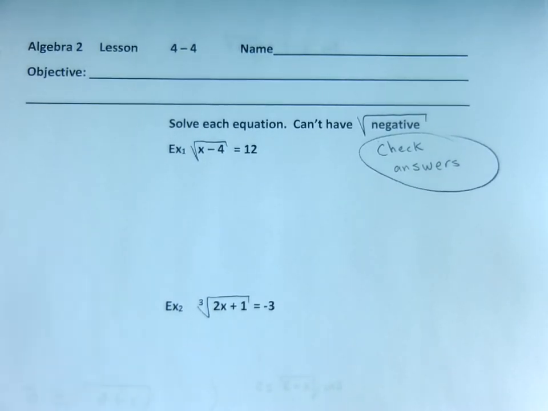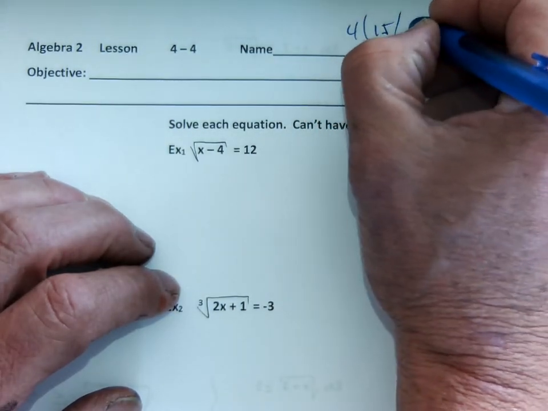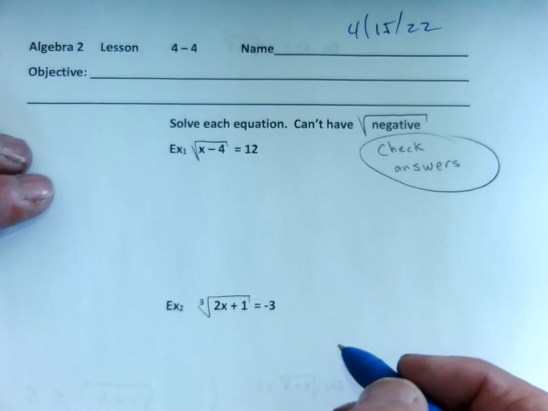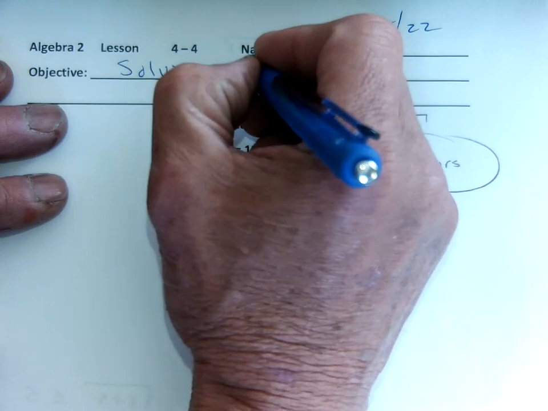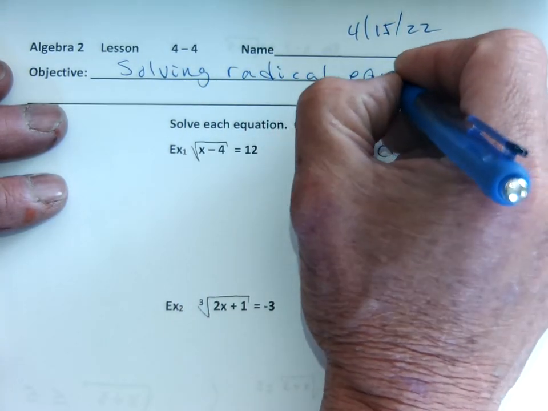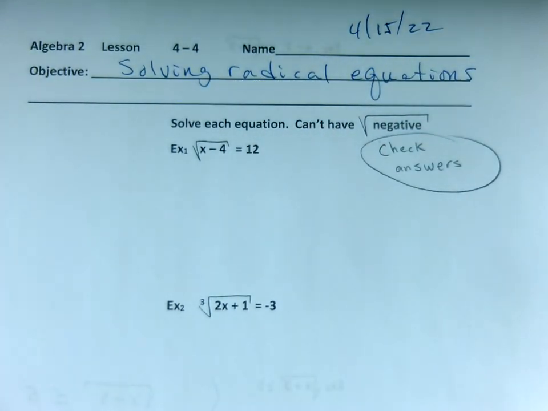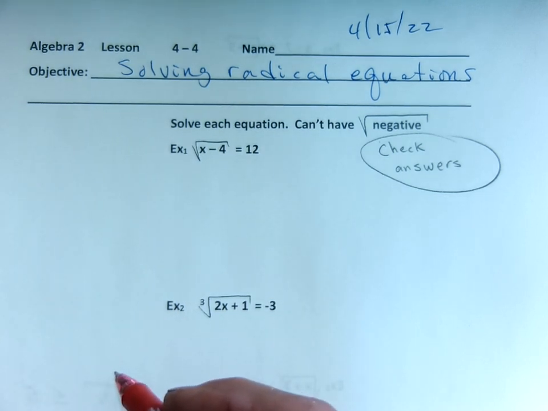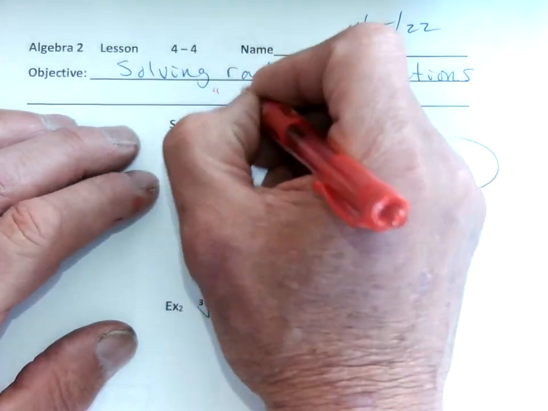So today's lesson, let's go through this. 4, 15, 22. Our objective today is solving radical equations. If at any time my recording's too fast, just ask the substitute to pause it and you can catch up, okay? Radicals are a fancy word for any kind of root.